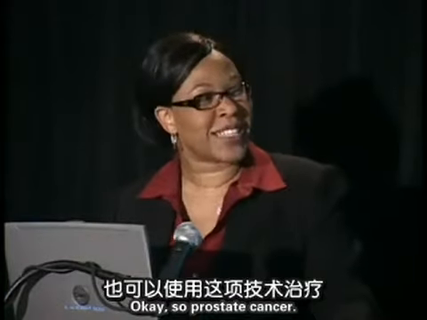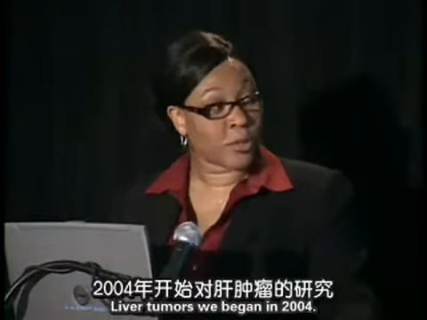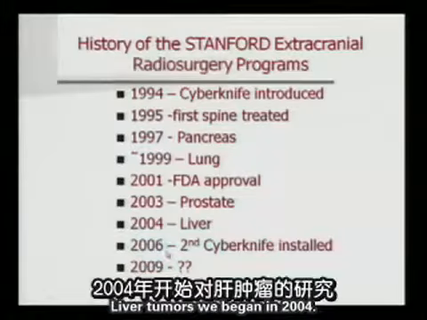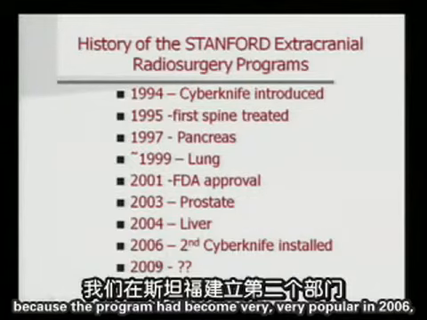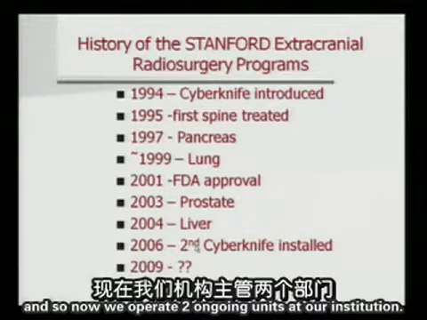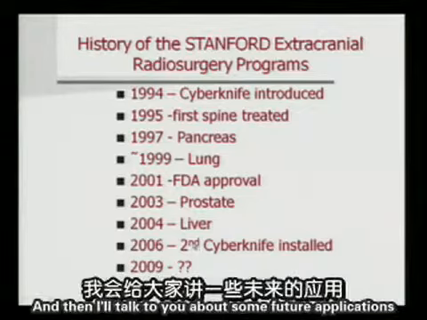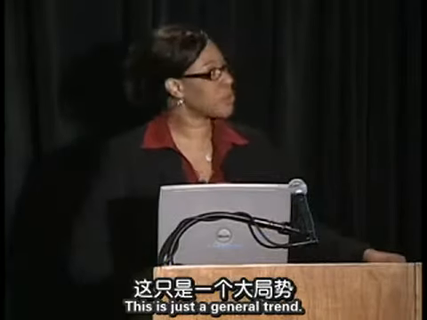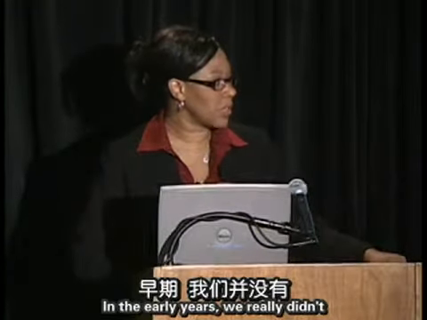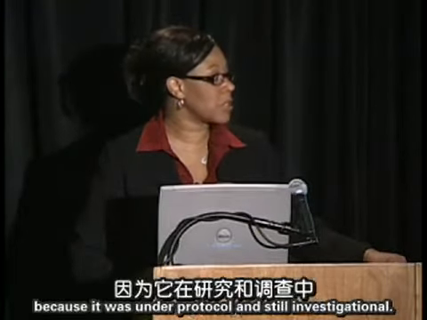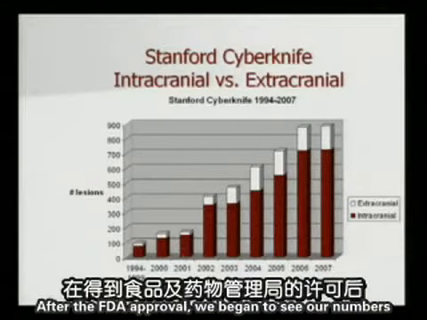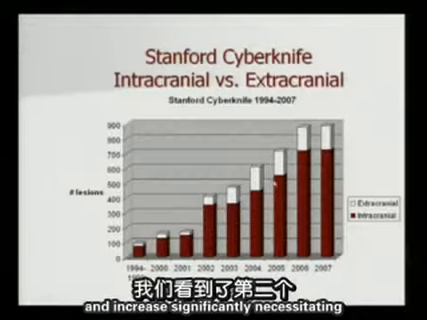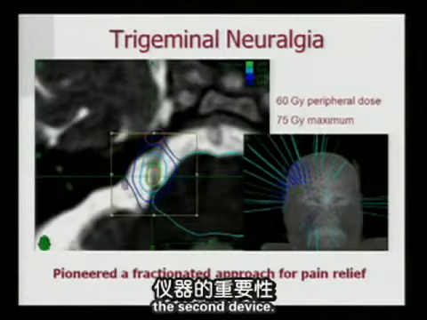Okay, so prostate cancer. Liver tumors, we began in 2004. We installed our second unit at Stanford because the program had become very, very popular in 2006, and so now we operate 2 ongoing units at our institution. And then I'll talk to you about some future applications where we go from here. This is just a general trend. In the early years, we really didn't treat very many patients because it was under protocol and still investigational. After the FDA approval, we began to see our numbers increase significantly, necessitating the second device.